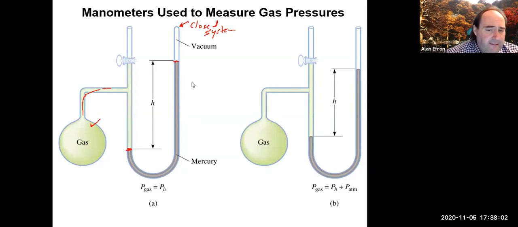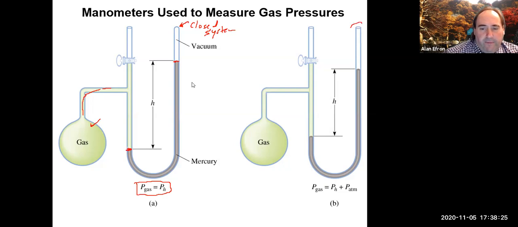And in this case, because it is a closed system, the pressure of the gas will be equal to the pressure associated with the height of that column. You can measure the height of it in millimeters, and there's a millimeters of mercury conversion. You could actually convert it into a pressure.